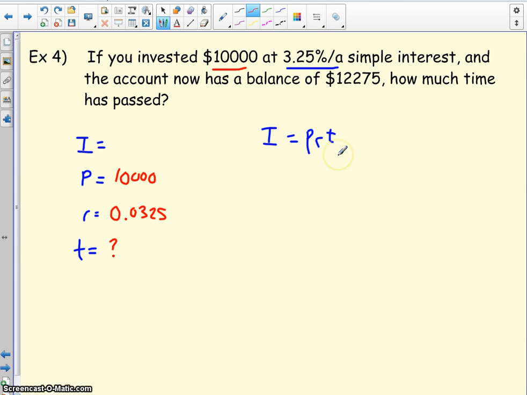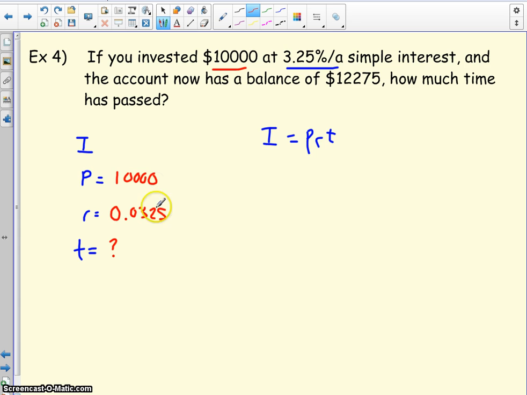So in order to use this, I should know my interest. Now, this is where you have to be very, very careful and actually make sure you're reading the question, understanding what's going on. Because if you're just reading the question trying to blindly throw in numbers, you're going to say, oh, my interest is going to be $12,275. But that is actually not the case. Because remember, the investment or the account now has a balance of $12,275. So the interest is not that much.